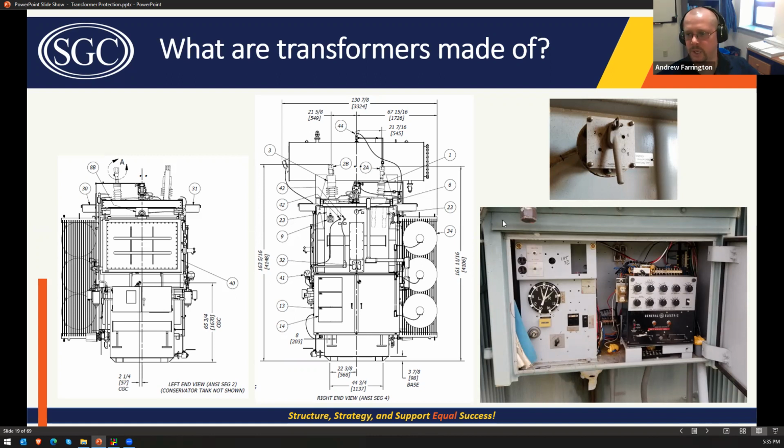This is a control cabinet for an older transformer. This is the dial that shows you what LTC position you're on. So this would be neutral here at the top. This is currently looking like it's probably on 2 raise. And then these little guys right here are called the drag hands.